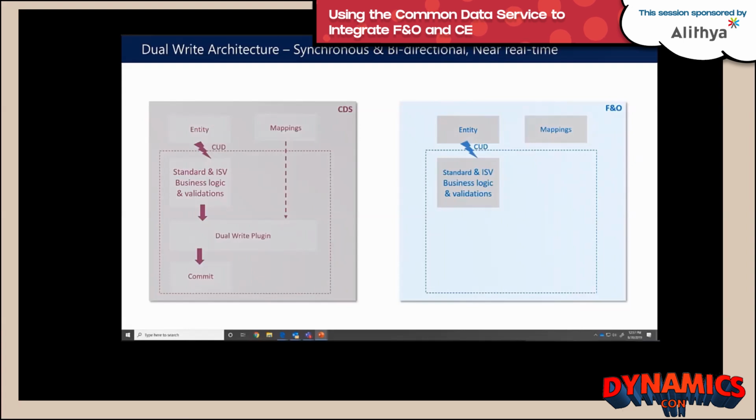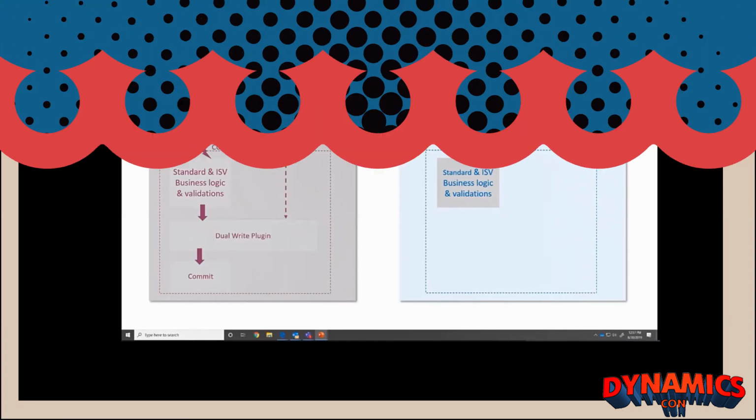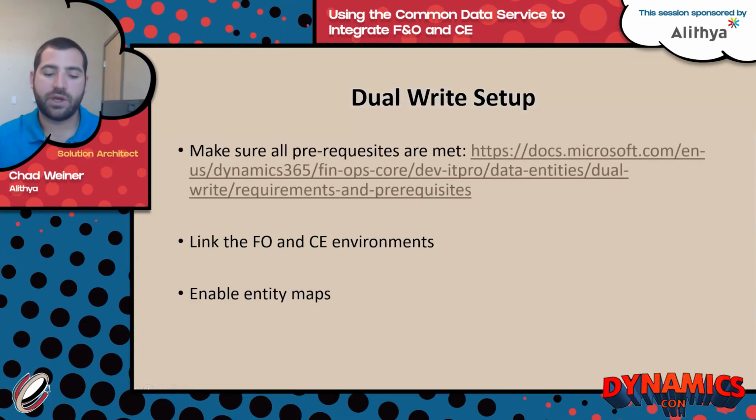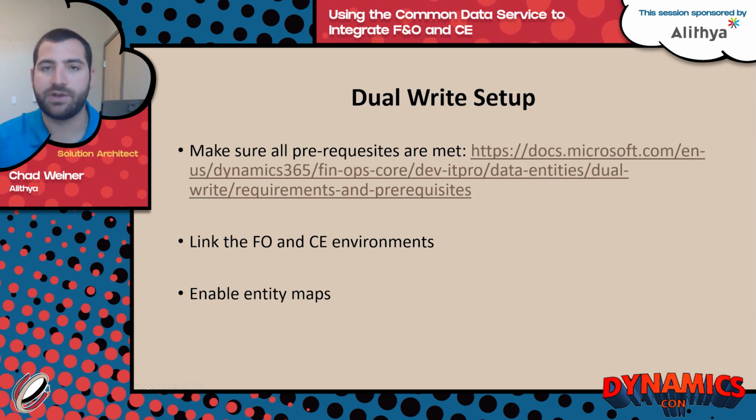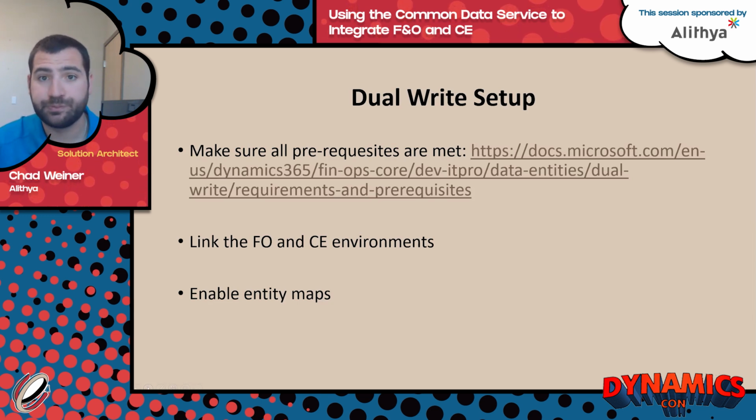And so when you click save in CDS, it takes a second to save the corresponding record inside of finance and operations. So how can you set up DualRight? Make sure you have all the prerequisites filled out. Your CRM needs to be on a certain version. Your F&O needs to be on one of the latest versions.